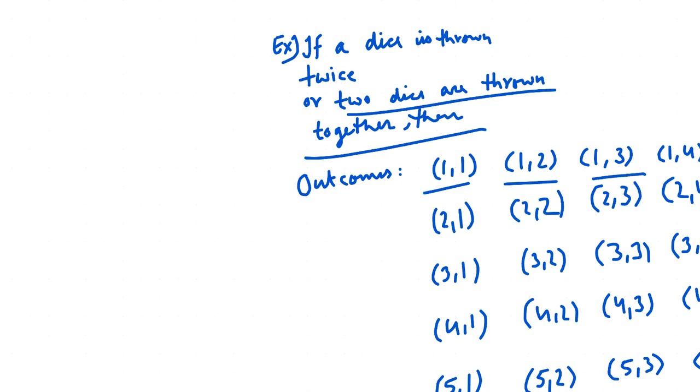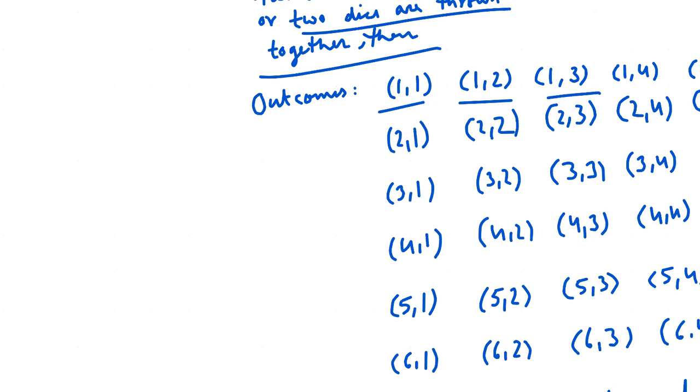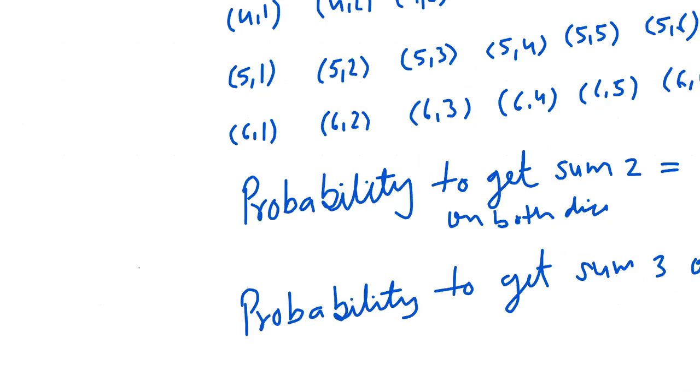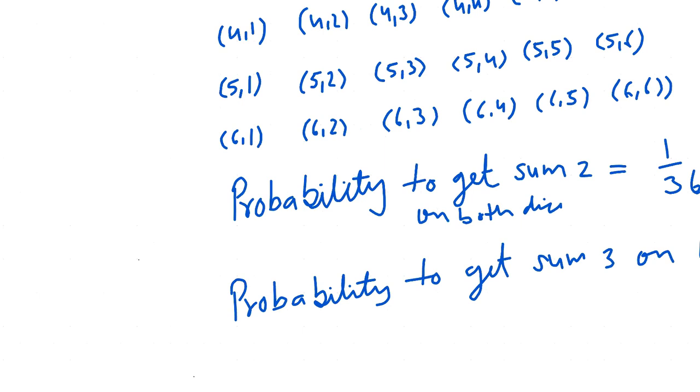If you are taking both dice together, or if a die is thrown twice, then you will write here on both, like in both throws. You can say both trials also. Because we are taking the sum on both, that is why we can say on both dice or on both trials. Got it now? Yes, ma'am.